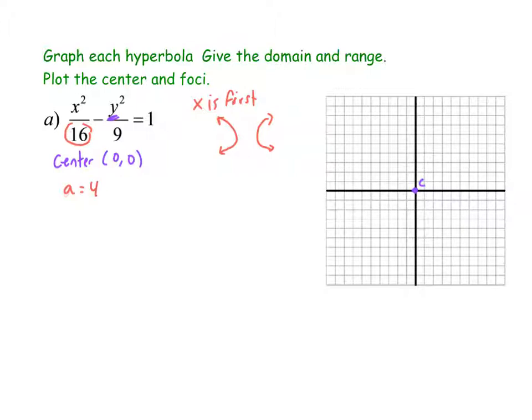So what that means is I'm going to go 4 left and right from the center. So here -4, here +4. I'm going to label those with V's since those are my vertices. I want to highlight those. And then my B value is under Y in this case, so B is 3 since it's the square root, and that means I'm going to go up and down with B. So going back to the center, 3 up and 3 down. I'm not going to label those points with anything. This text does not label them, so there's all the information I need from the equation.